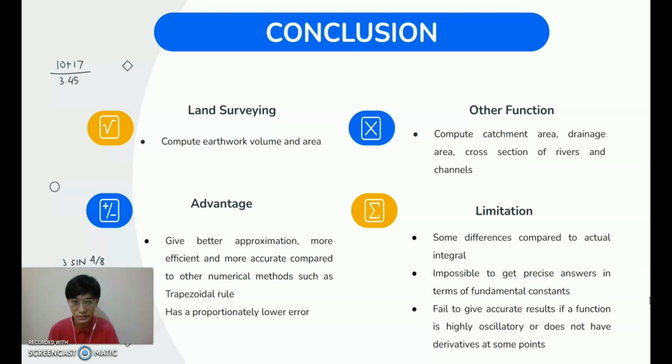For the limitation, there are some differences compared to actual integral. It is impossible to get precise answers in terms of fundamental constants. It will fail to give accurate results if a function is highly oscillatory or doesn't have derivatives at some points.